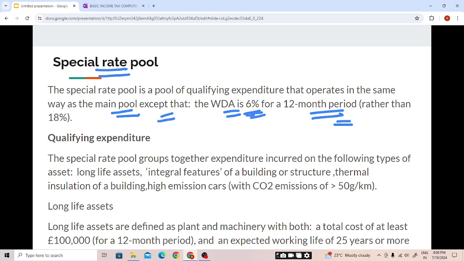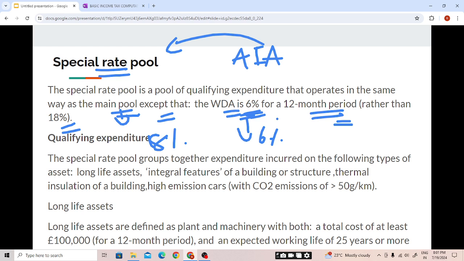Same as the main pool. But students, when we give our AIA, the first priority will be the special pool. Why, students? We can only claim an allowance of 6% per year, but on the main pool, we can claim 18%. If we claim AIA first for the special rate pool, we can claim more allowances. First, we claim AIA on the special rate pool, then on the main pool we can claim 18%, such that our taxable profit will be low. So low income tax will be applicable.